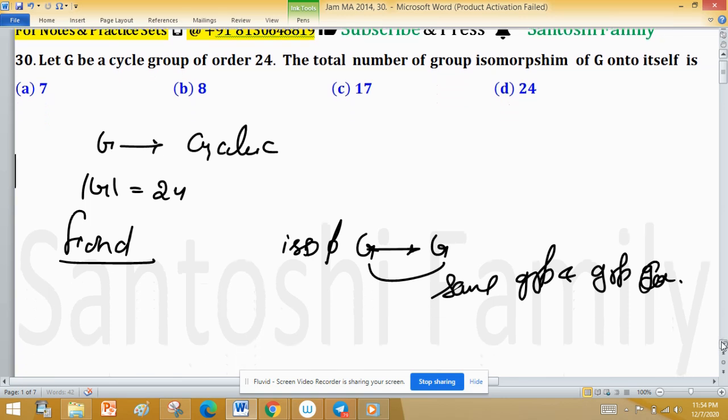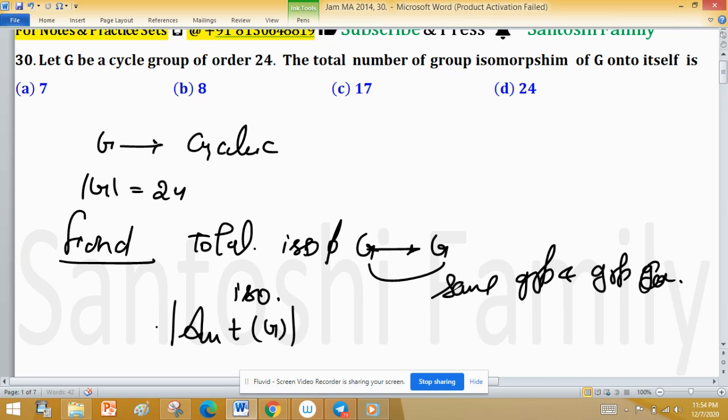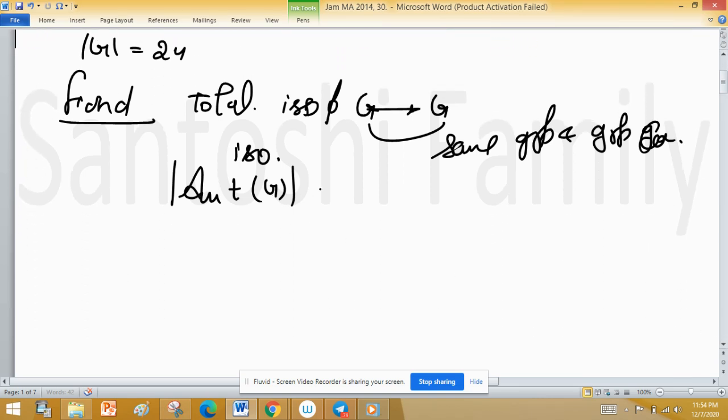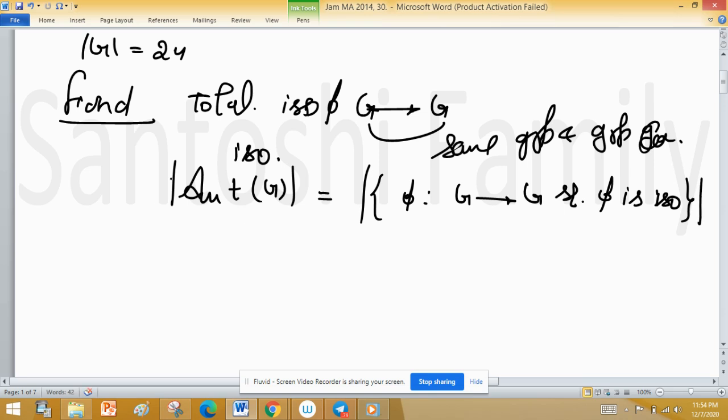So this isomorphism can be considered as an automorphism of G, and we have to find the total number of isomorphisms, that is, the cardinality of such automorphisms. It means how many automorphisms can exist. This automorphism group is the set of all those isomorphisms from G to G such that phi is an isomorphism, and we have to find its cardinality.